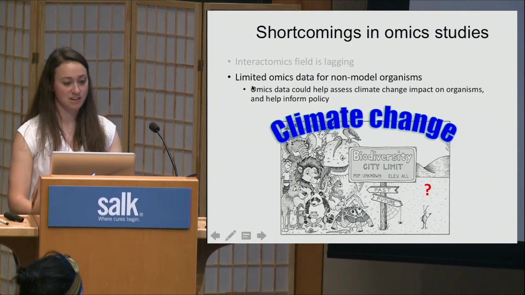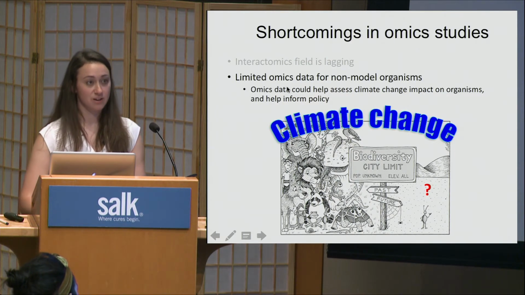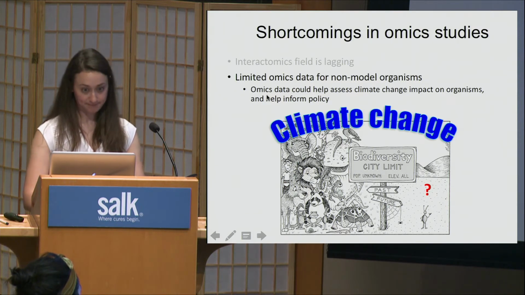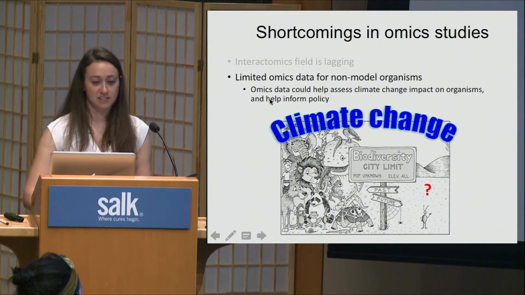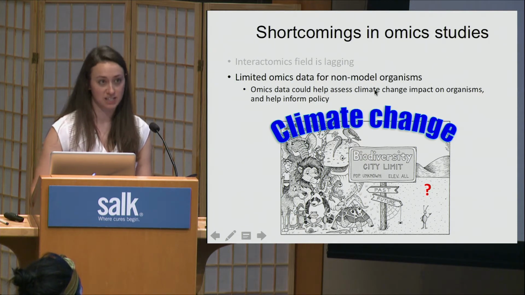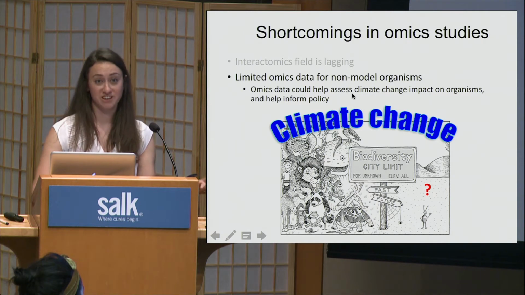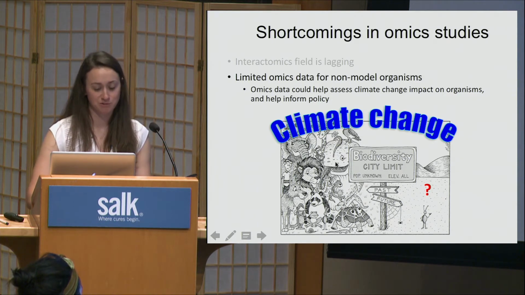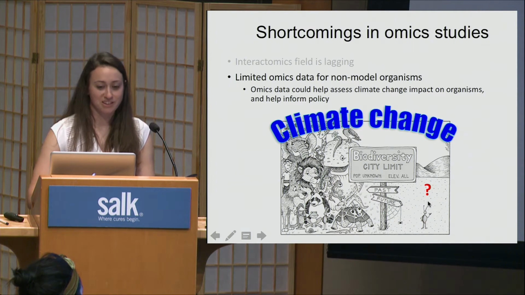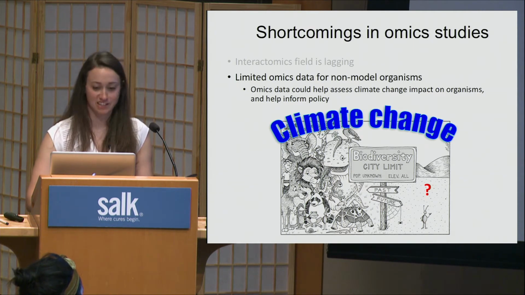And another shortcoming is that there's limited omics data for non-model organisms. And this is kind of a problem because omics data could actually help us assess things like climate change impact on organisms, which could then help better inform policies. It would be great to try to understand which animals are going to be around in the future to understand how we should be regulating things.